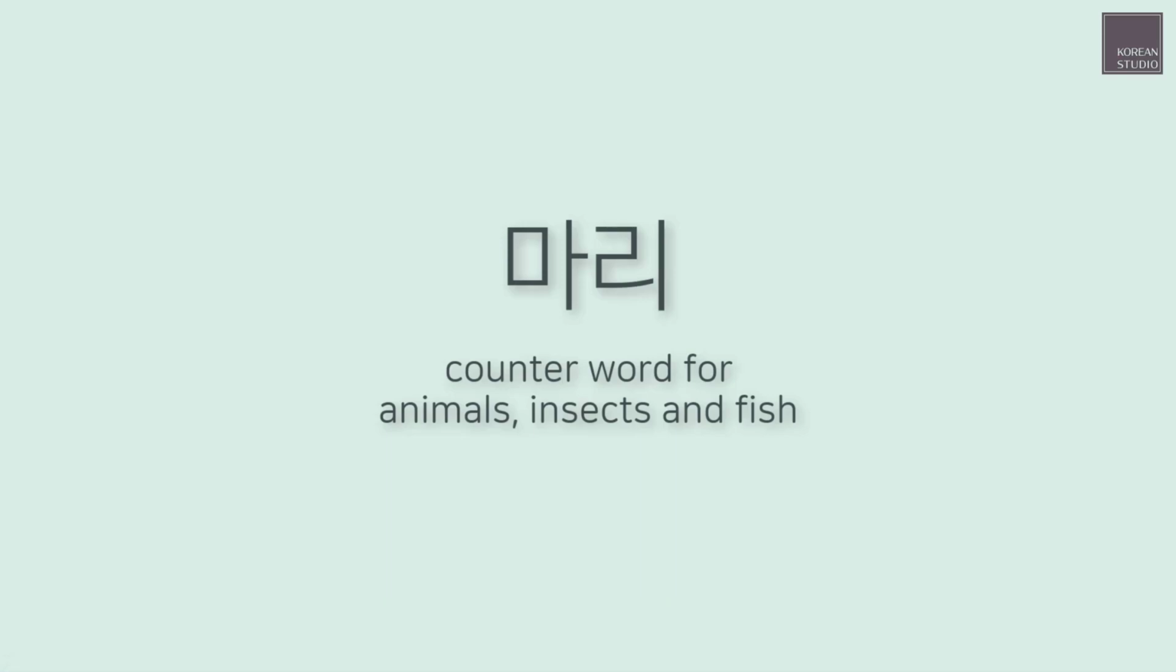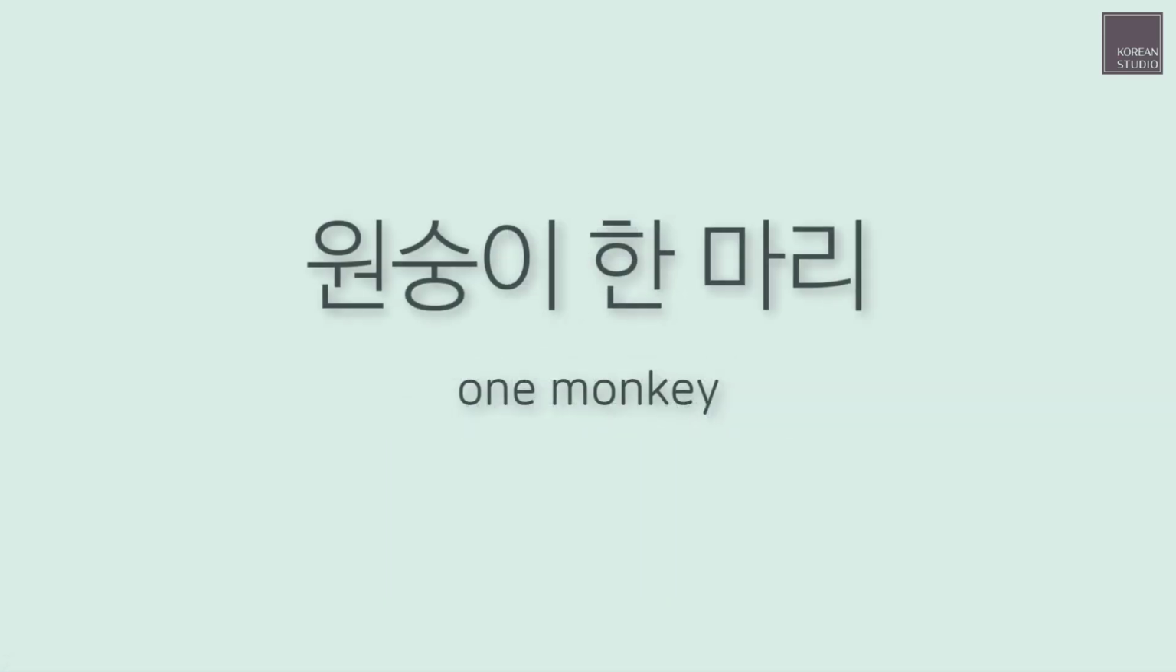Let's now say one monkey. 원숭이 한 마리. In this phrase, 한 is the contracted form of the native Korean number for one, which is 하나. Also, when you say 한 마리, because of connected speech, the 니은 받침 in 한 sounds like a 미음 받침. So it's 원숭이 한 마리.